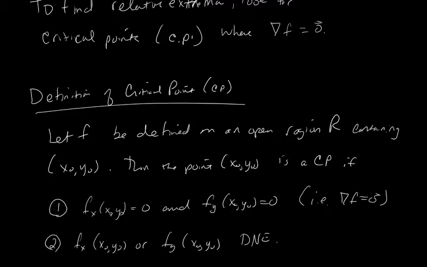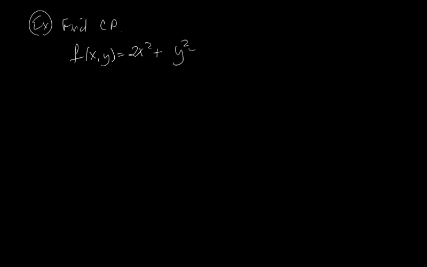Okay, so let's do an example where we actually find a critical point. Example: find any critical points for f of x, y equal to 2x squared plus y squared plus 8x minus 6y plus 20. Okay, so if we're going to do that, we need to know what the partials are. The partial with respect to x is going to be 4x plus 8. The partial with respect to y is going to be 2y minus 6.